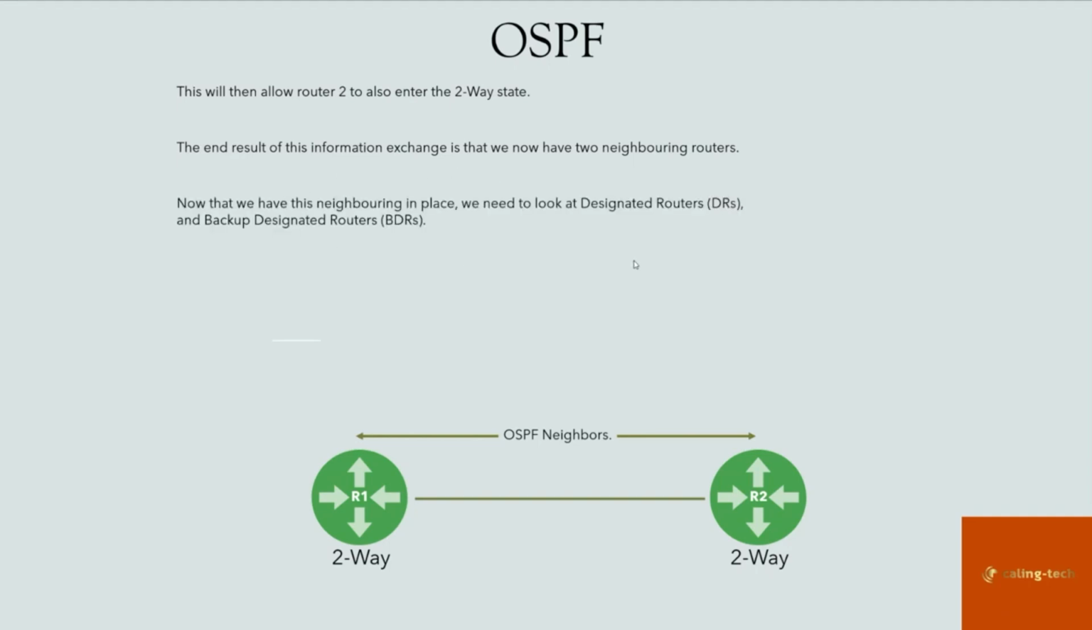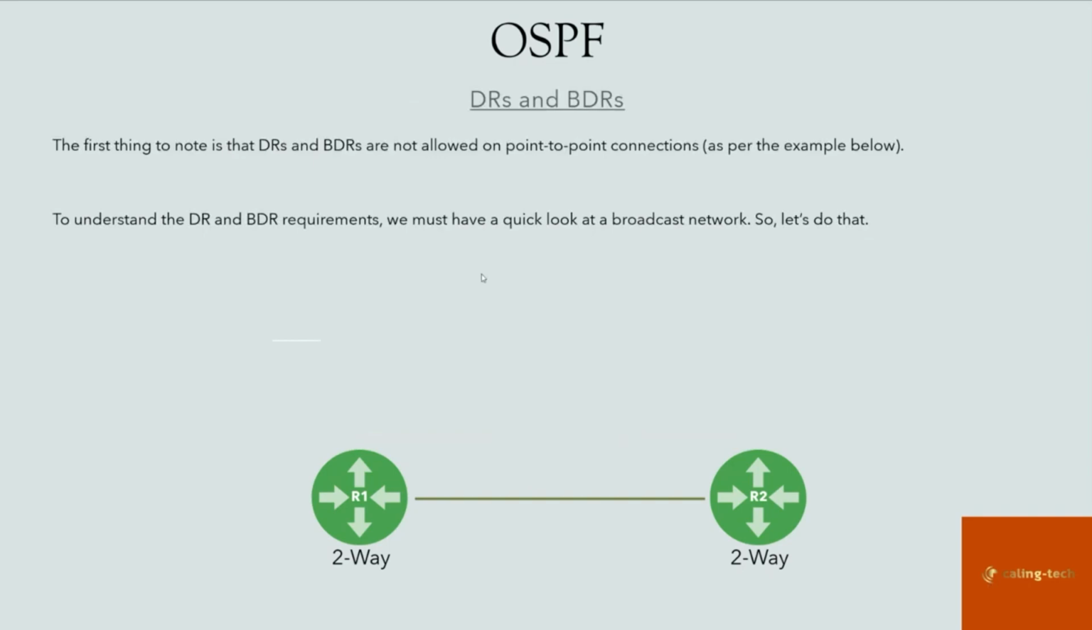Now that we have the neighbouring in place, we need to have a quick look at designated routers and backup designated routers. What we're looking at here at the moment with these two routers is what is known as a point-to-point connection. So that's the example that we're showing. To understand the designated router and backup designated router requirements, we have to have a quick look at a broadcast network. So we're going to go ahead and do that now.